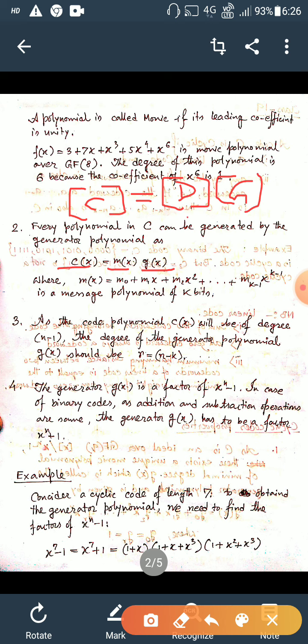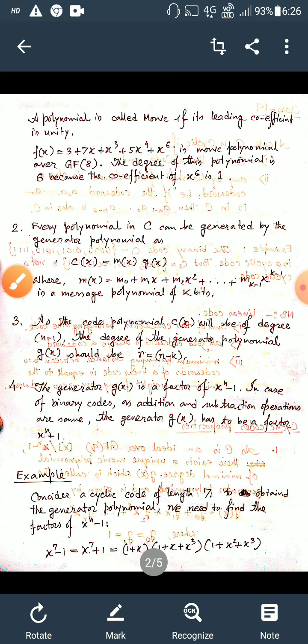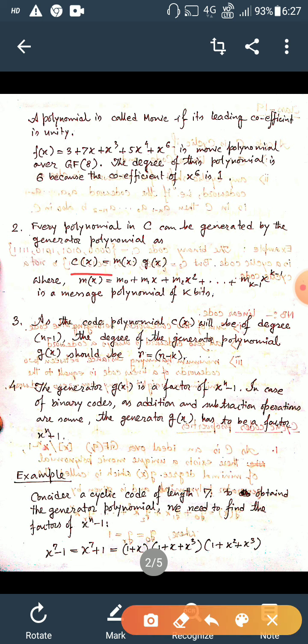So this one is repeated in this position into the form of the polynomial. So here C(x) should be the multiplication value of m(x) into g(x). So I think this is the second property, able to understand.